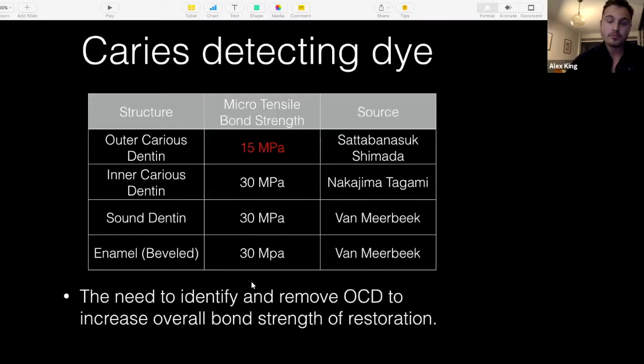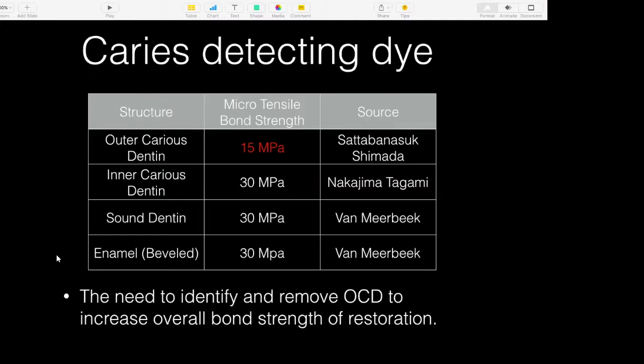So the reason it's important, these structures all have different bond strengths, and this is why we need to identify where this certain level of decay is. So outer carious dentine, the dentine that with caries detecting dye stains a darker red or a purple, has a microtensile bond strength of only 15 megapascals, whereas inner carious dentine, so your light pink, your sound dentine, and your beveled enamel all have a bond strength of at least 30 megapascals. So obviously, if we can't identify where our outer carious dentine is, then we're always going to have a reduced bond strength in our preps.